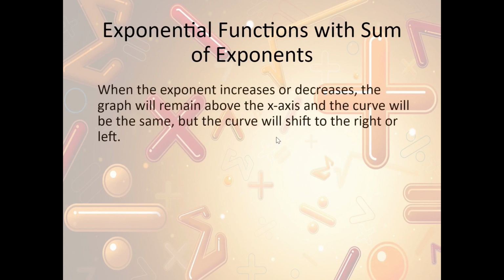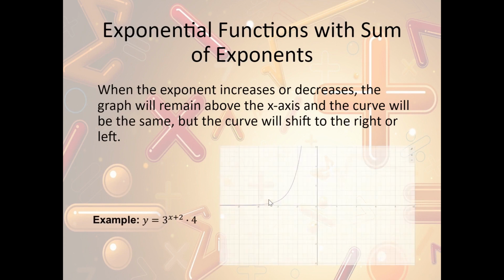Now what if we do a sum of exponents, meaning we add something to the exponent? Well, that will cause the graph to shift to the right or to the left. So for instance, we have y equals 3 to the x plus 2 times 4. So what that should look like is, notice it's the same curve, and because this is in the exponent, we're always going to go opposite.